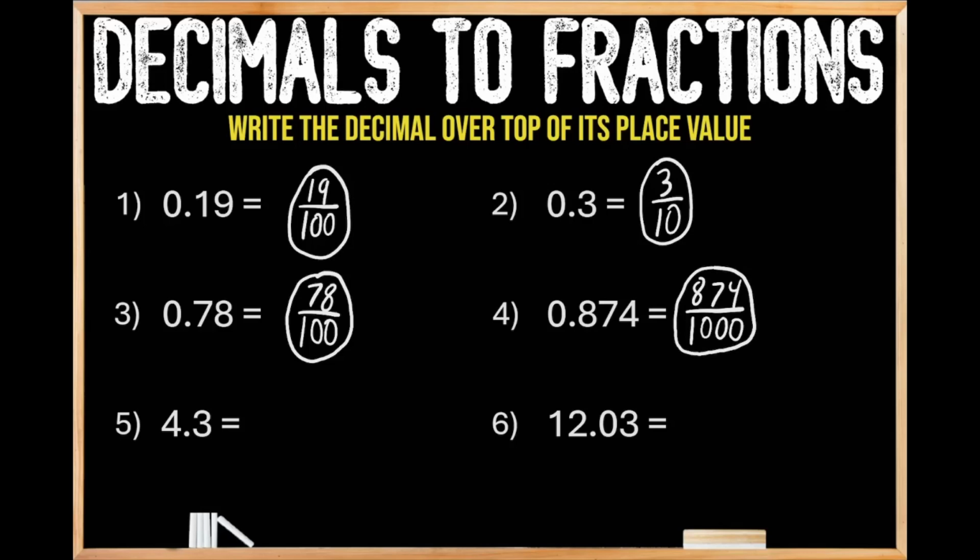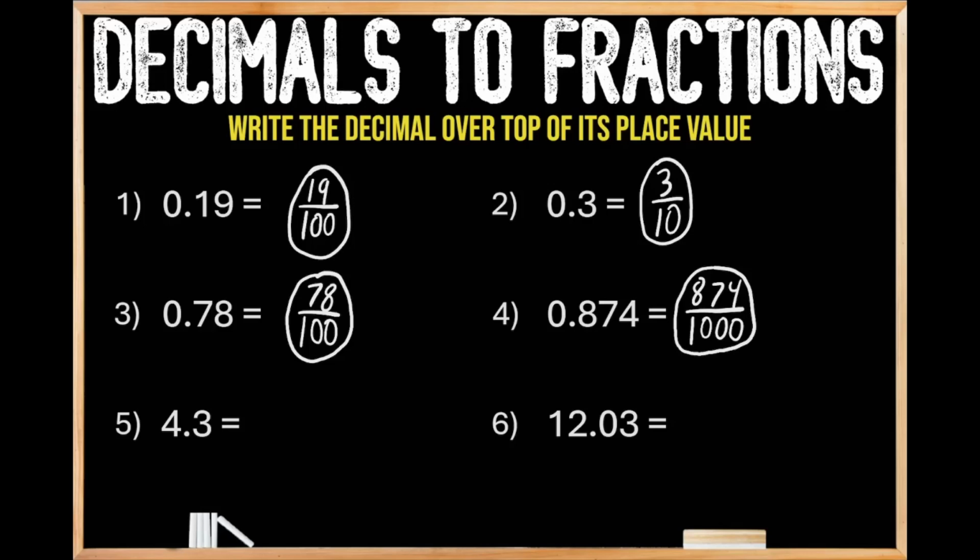Now moving on to question number 5, where this time it's a little bit different because we can see that we have 4 and 3/10. So here we have a whole number as well as a decimal. So we're going to end up with a mixed number here when we convert this decimal into a fraction.